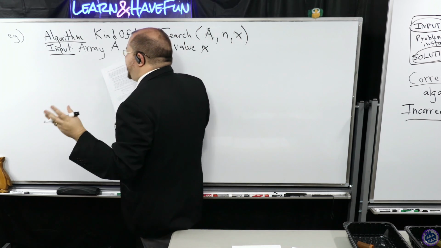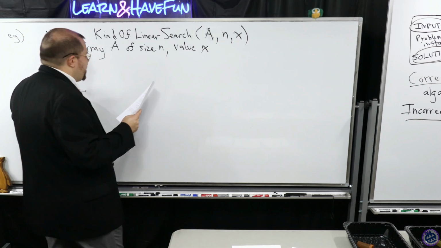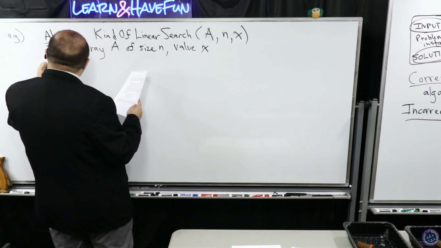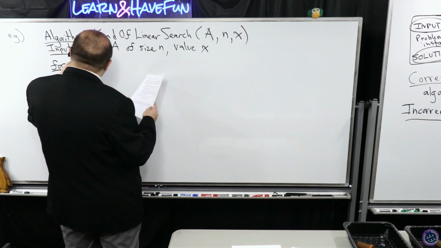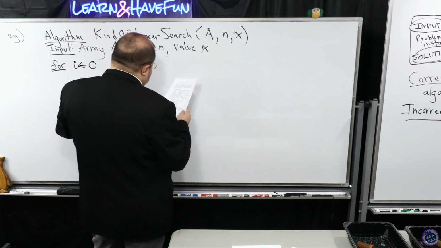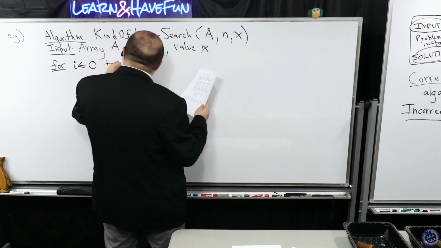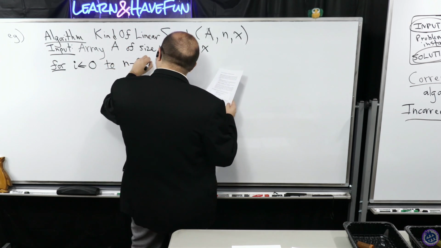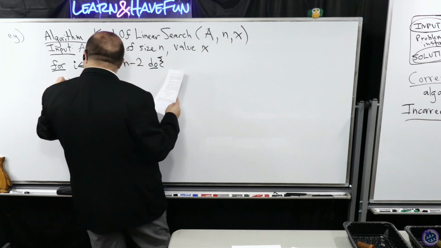So I call it kind of linear search. You're going to see why. This is why I call this a pretty easy example. So watch this. We're going to have a for loop. We're going to start it at position 0, and it's going to sweep from left to right up to position n-2. Now let's hold off for now. Let's make sure we understand what the algorithm is.